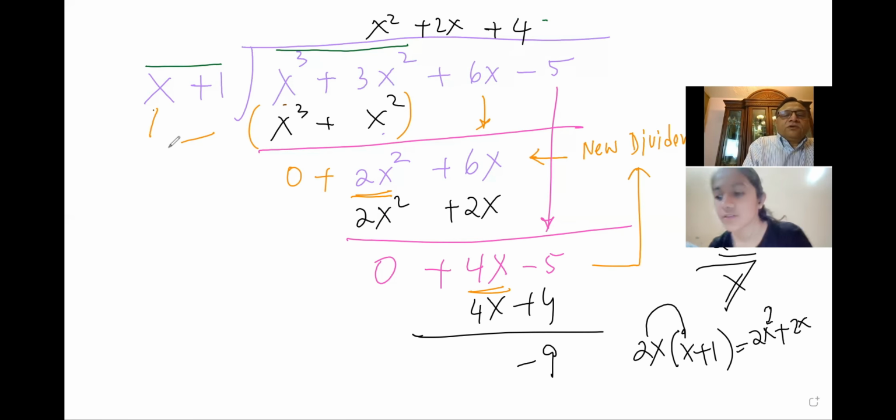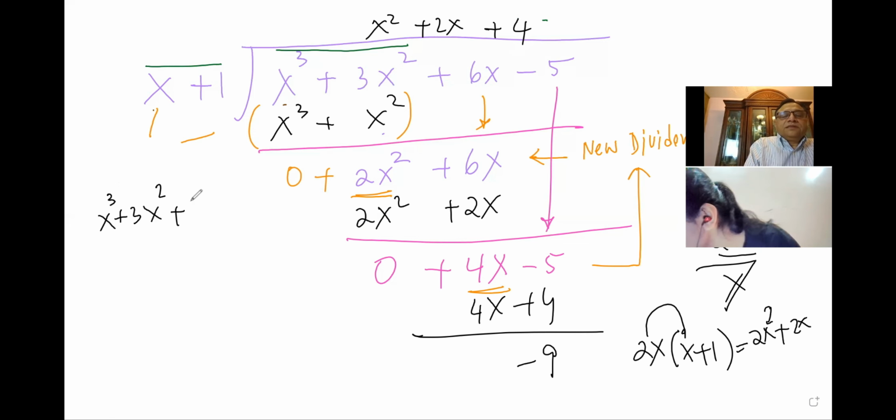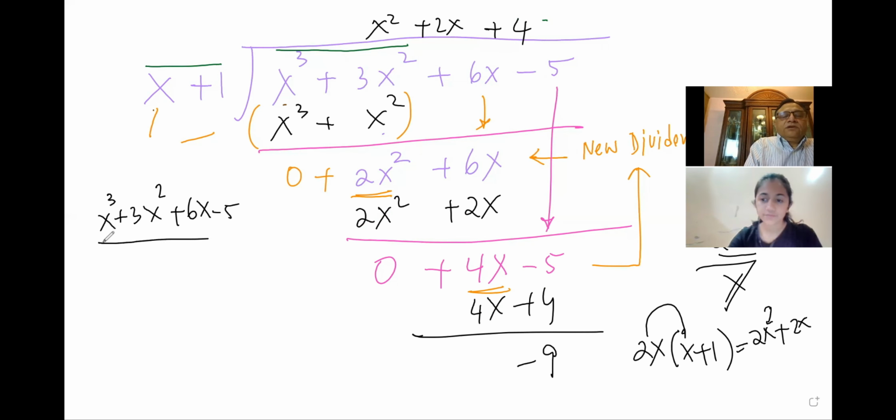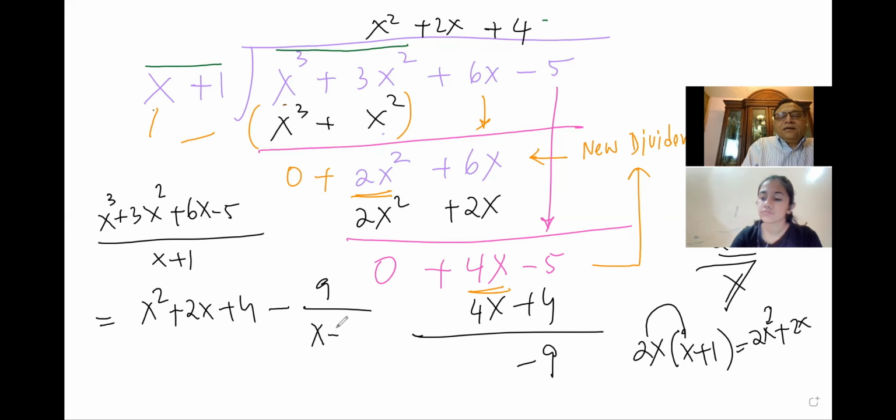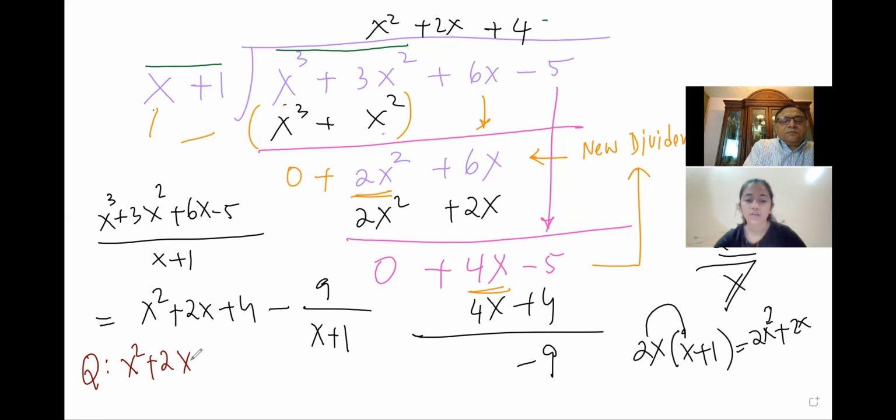So here we could write x cubed plus 3x squared plus 6x minus 5. When you divide by x plus 1, what you get is the quotient, which is x squared plus 2x plus 4. And there's a remainder, which is minus 9, and we still have to divide it by x plus 1. Do you understand now? Yes. In this example, we get a quotient, which is x squared plus 2x plus 4, and a remainder, which is minus 9. Is it okay? Yes.